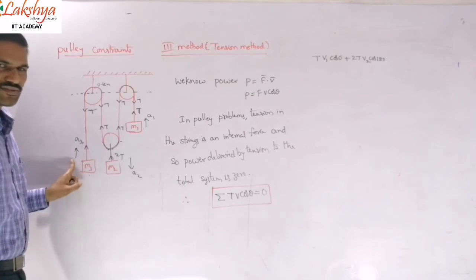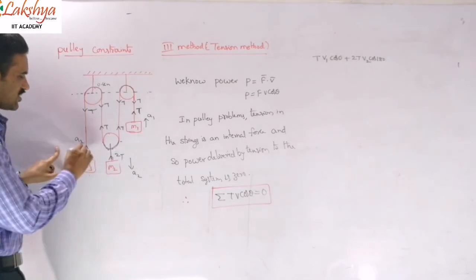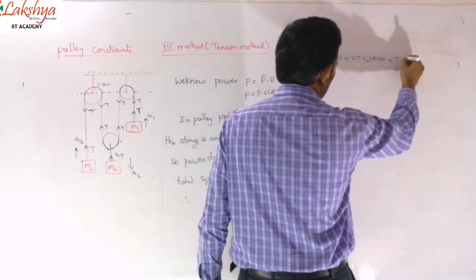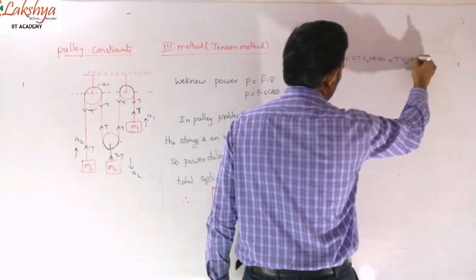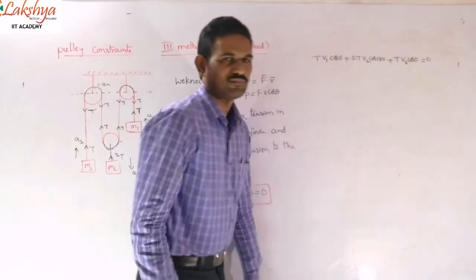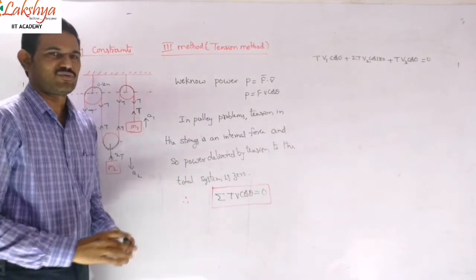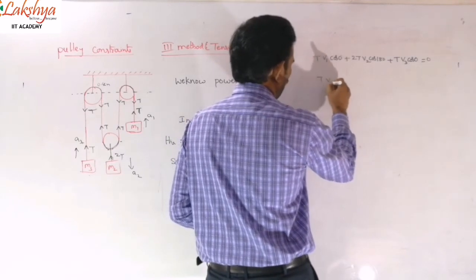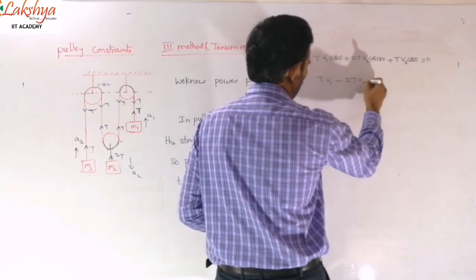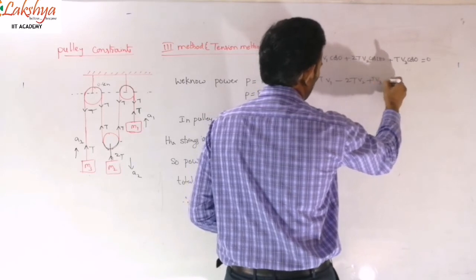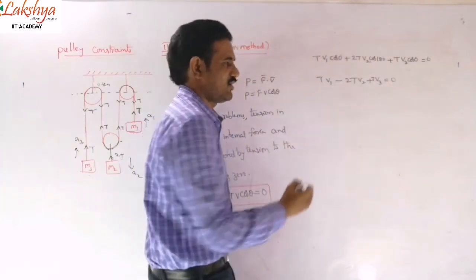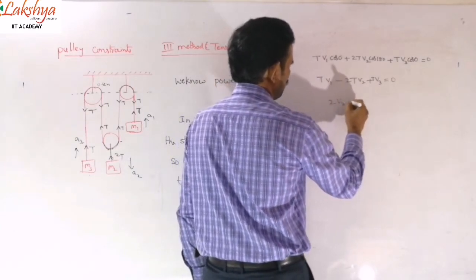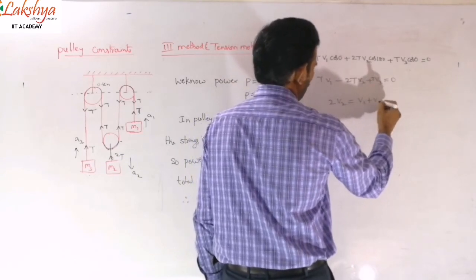And next for this block, it is moving in upward direction and the tension is also in upward direction, both in the same direction. So T into V3 into cos 0. This is equal to 0. So sigma TV cos theta is equal to 0. Now write this: T into V1 minus 2T into V2 plus T into V3 is equal to 0. You can cancel the T value so that you will get this relation as 2V2 is equal to V1 plus V3.